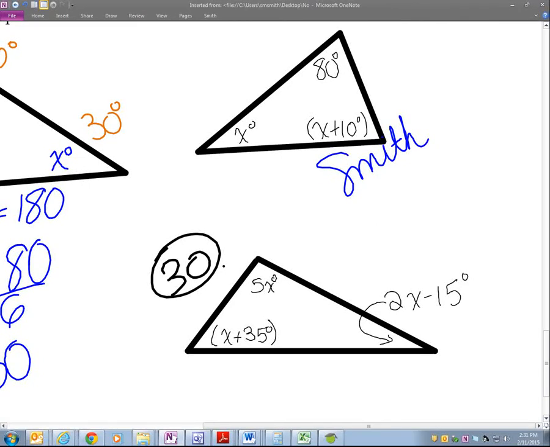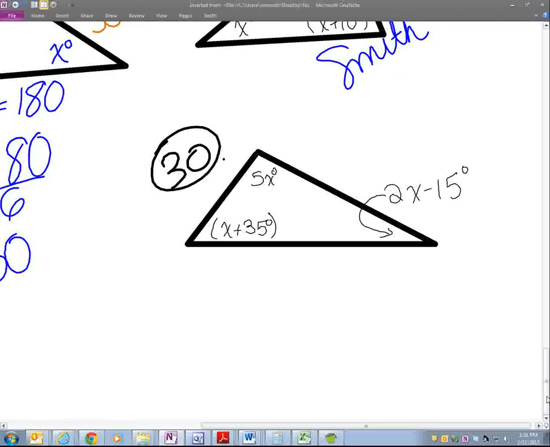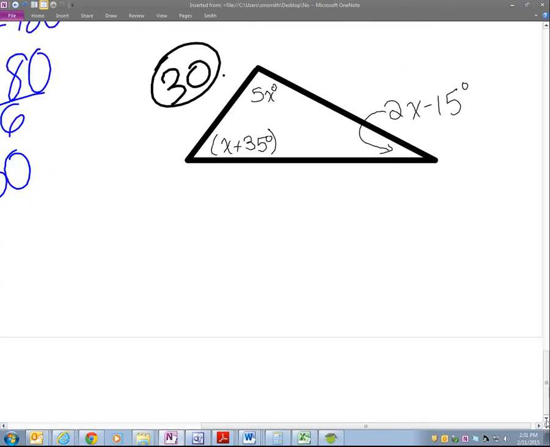The setup for number 29, we're not going to do the whole thing, but it would be this. It would be 80 plus x plus 10, because here's C, B, A, like that. Okay, so that would be the setup. And we can get the practice in combining like terms in this one.